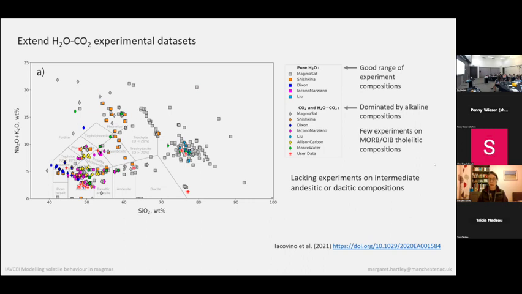Likewise, if you're working on andesites, dacites, or trachytes, there's a big gap here in compositional space where there really are no experiments. And for workers investigating volcanoes that erupt these kinds of compositions, we're doing the best we can with the models that we have available, but having models that are more tightly calibrated for these particular compositions will be really valuable.